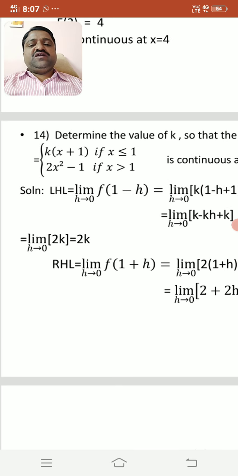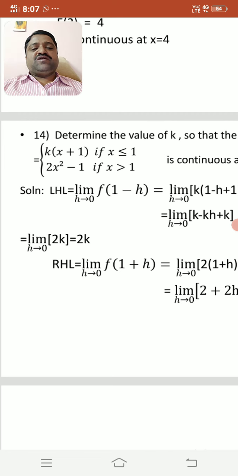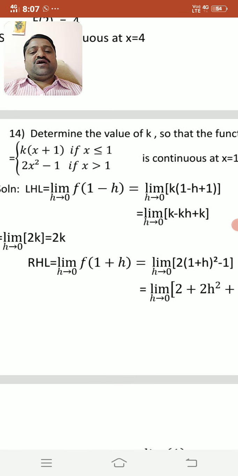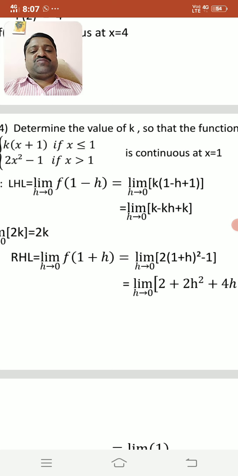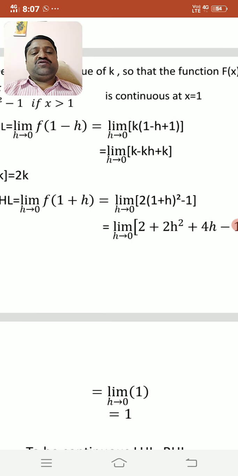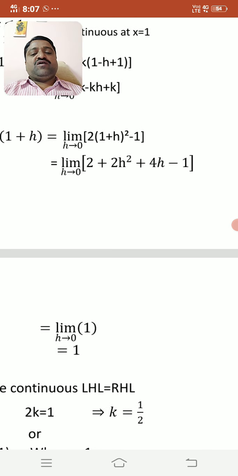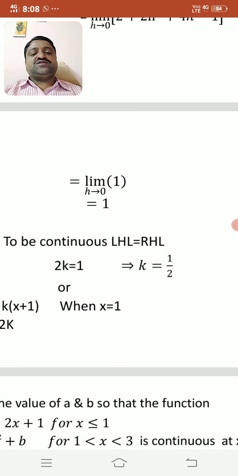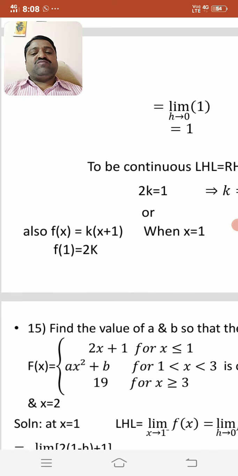Solution. LHL is equal to limit of f of 1 minus h as h tends to 0, is equal to limit of k into 1 minus h plus 1 as h tends to 0, is equal to 2k. RHL is equal to limit of f of 1 plus h as h tends to 0, is equal to limit of 2 into 1 plus h whole square minus 1 as h tends to 0, which is equal to 1. To be continuous, LHL is equal to RHL, 2k is equal to 1, therefore k is equal to 1 by 2.